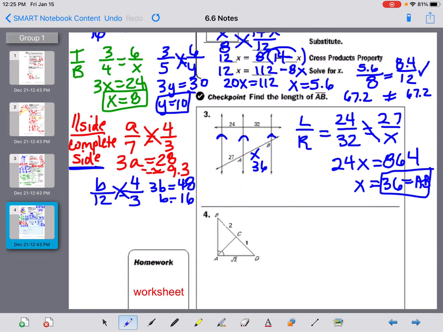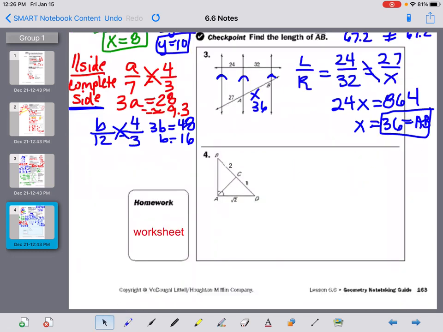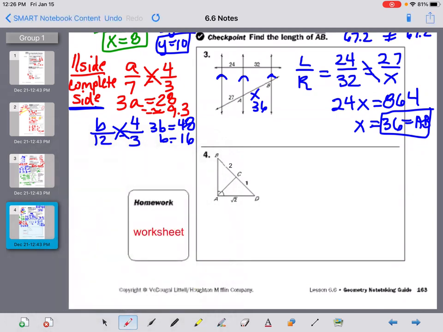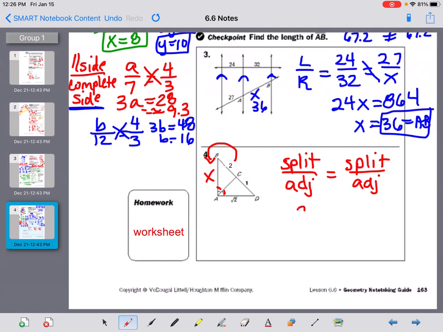All right, last problem here. And I'm looking for some hints on what I can do, and I see that my angles down here are equal, which means I have an angle bisector, which means I have this setup that the split over the adjacent equals the split over the adjacent, okay? So here's my split on the top, and OAB is what I'm looking for. So my 2 is the split, it's adjacent to x. My split here is the 1, and it's adjacent to square root of 2.